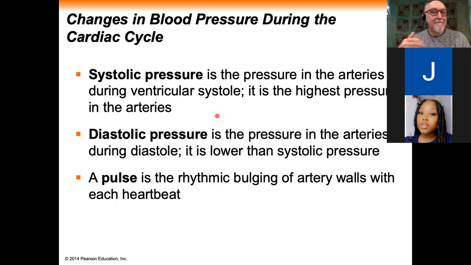For most young people, a normal blood pressure would be about 120 over 70, and that's millimeters of mercury. It's a measure of pressure. 120 over 70 is about normal.